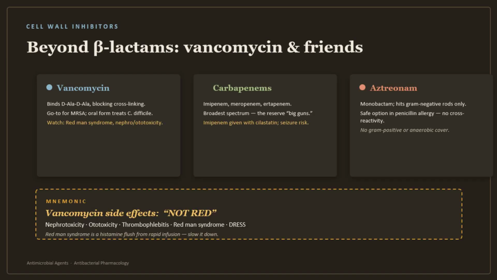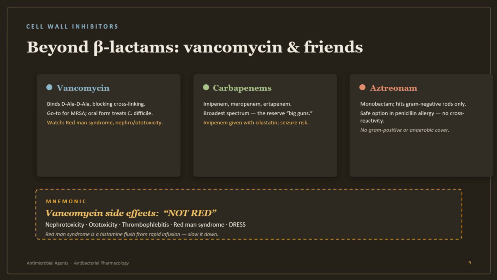Let's finish off the cell wall inhibitors by going beyond the beta-lactams to vancomycin and a couple of friends. Vancomycin is the star here. Instead of binding the enzyme, it grabs the alanine terminus and physically blocks cross-linking. It's our go-to for MRSA, and the oral form is fantastic for C. difficile colitis. But watch the toxicities: red man syndrome, plus nephrotoxicity and ototoxicity.